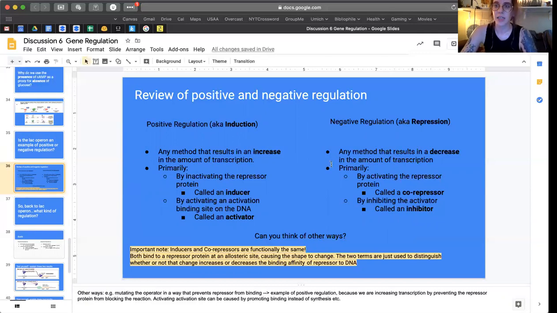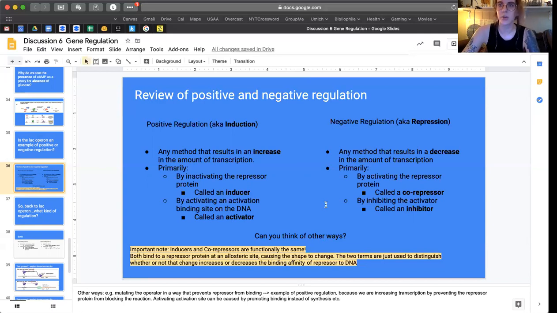Negative regulation is also going to be called repression, which is any method that results in a decrease in the amount of transcription from its natural state. This can be accomplished by activating a repressor protein, in this case called a co-repressor, or you can inhibit the activator. By preventing the activation site from being bound, you're not going to get that upregulation.